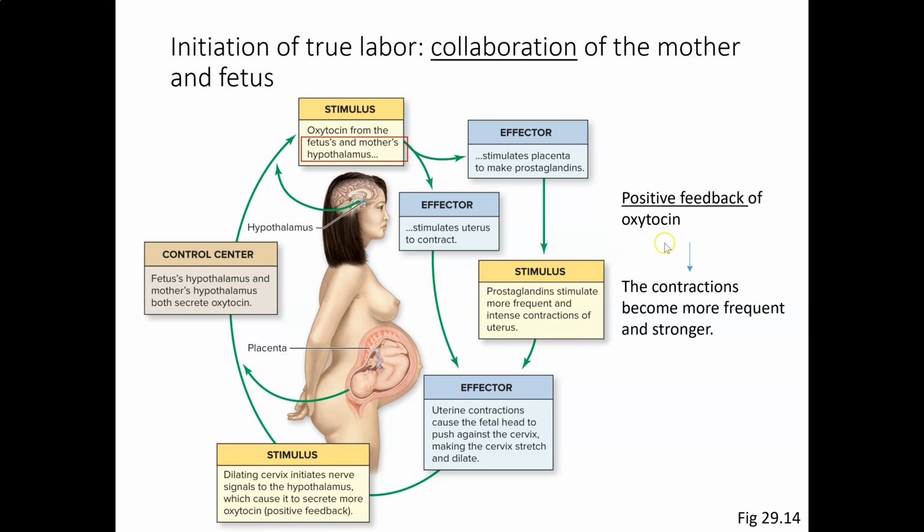It's driven by a positive feedback of oxytocin, and the oxytocin comes from both the fetus and the mother's hypothalamus. Remember, oxytocin is produced in the hypothalamus but released in the posterior pituitary gland. This actually comes from both. So let's go through there are multiple stimulus and effector pairs here. I'm going to take time to walk you through every single one of them.